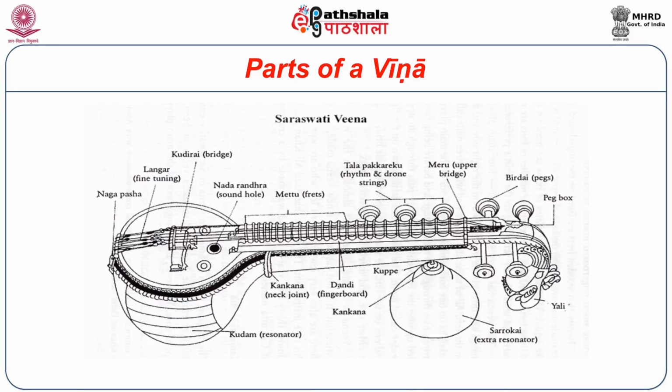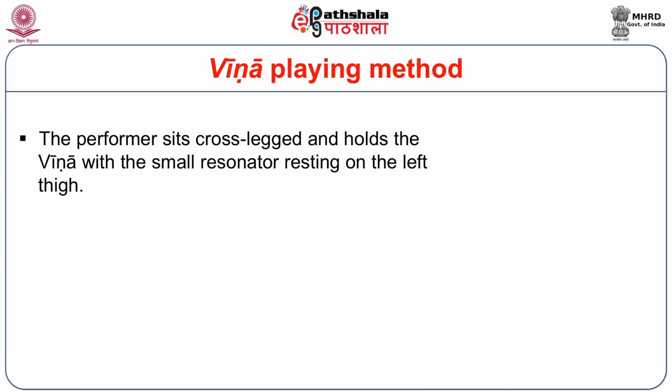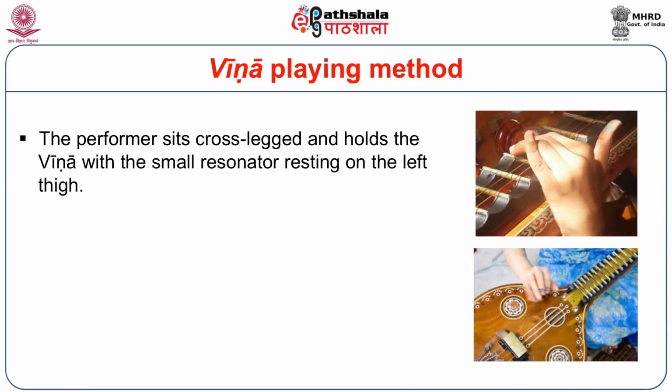You can now see the detailed structure of a veena, how it is made. The playing technique of the veena is very simple. The performer should squat on the ground. In a squatted position, he has to keep the right side of the veena, the kudam, on the ground and the left side resonator on his left thigh.